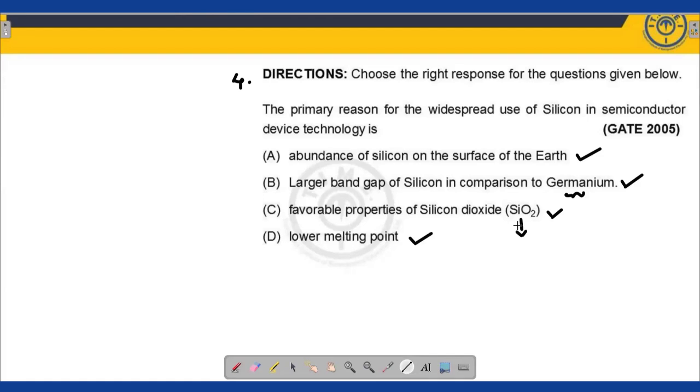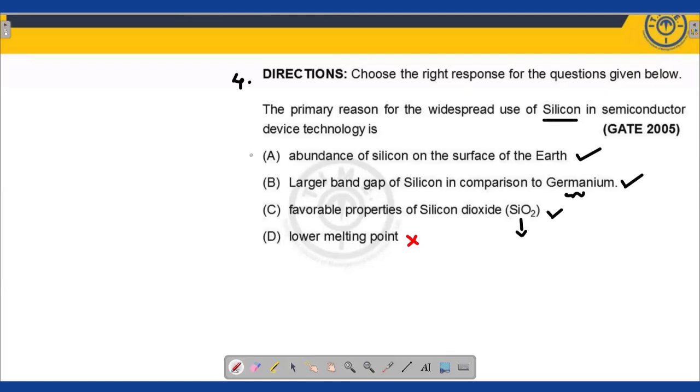lower melting point, I am going to tell you, but maybe silicon, sorry, silicon, I am going to prefer. Why? Because silicon supports higher temperature. It supports higher temperature compared to germanium. So this thing I won't agree with, because lower melting point is nowhere agreeable, my dear friends, when compared to germanium. Okay, it is wrong, because silicon supports the higher temperature. That is yet another option.